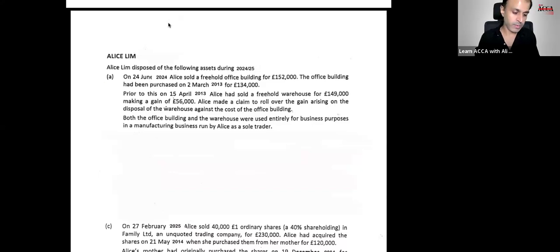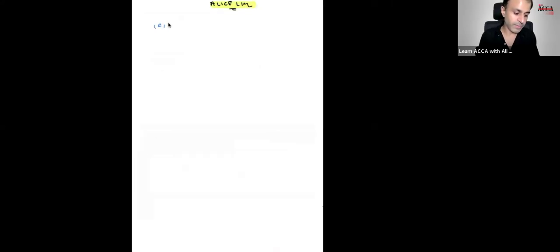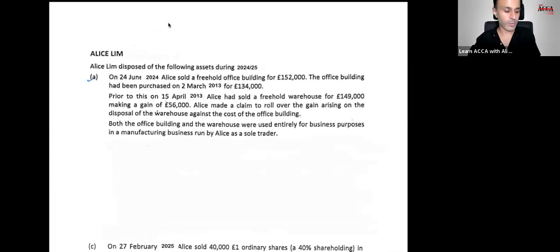First one, part A of it. Let's see what this focuses on. On 24th of June 2024, Alice sold a freehold office building for £152,000. The office building is a qualifying asset. That is the date of disposal. The office building had been purchased in the past for 134,000. The cost is given, the date of purchase is given.